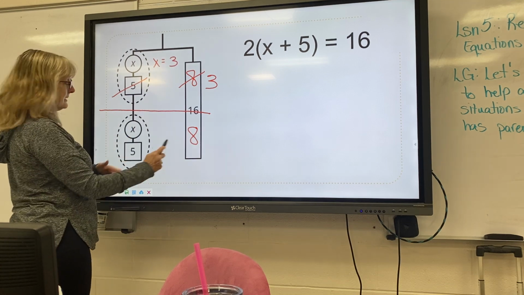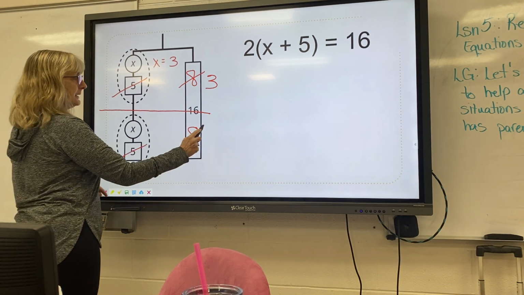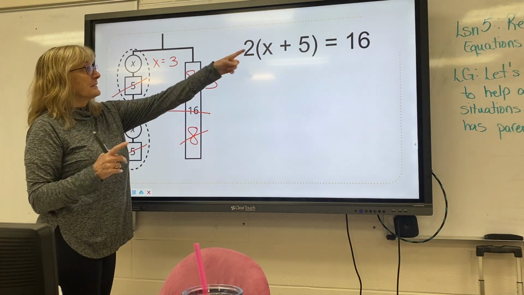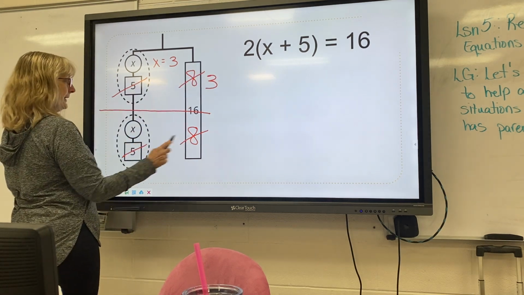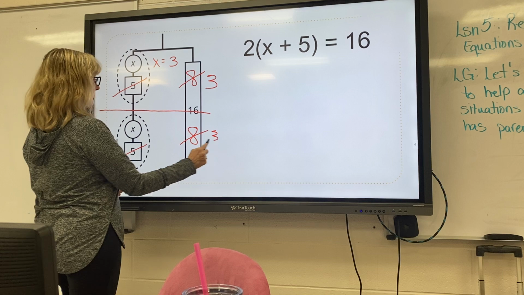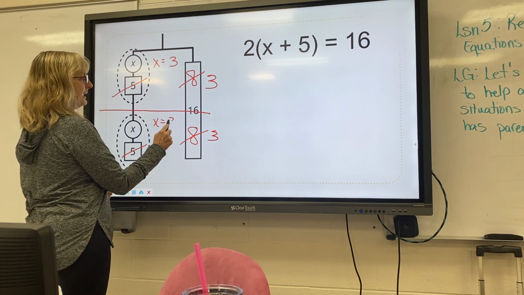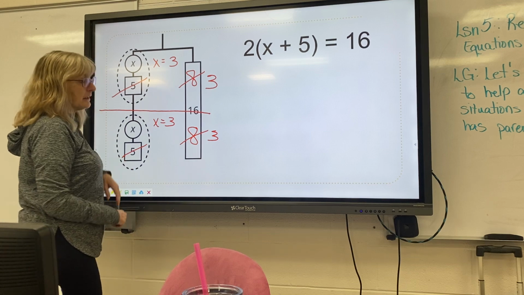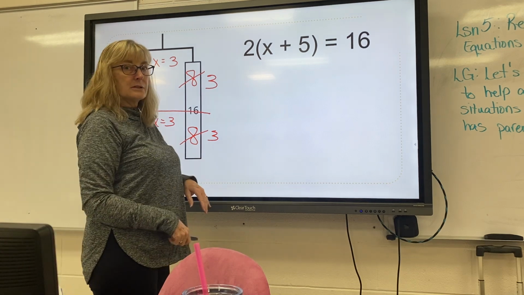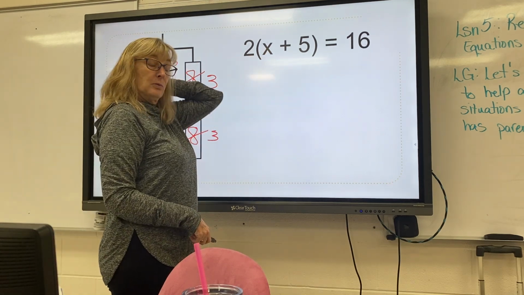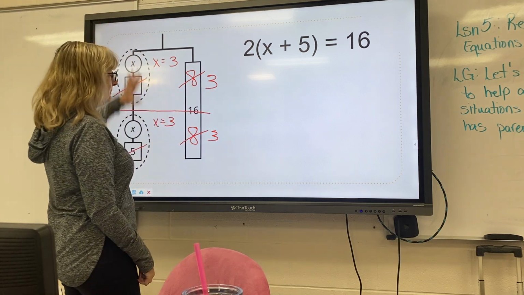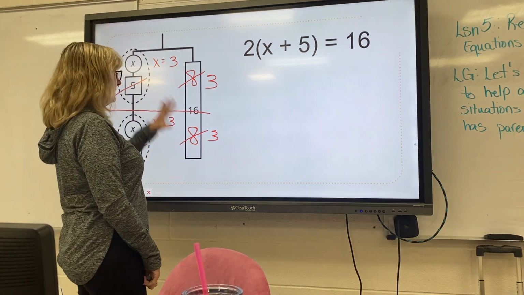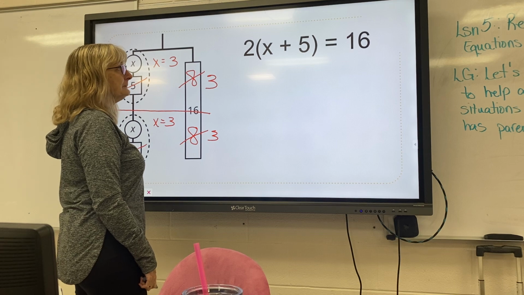And the same thing is going to happen down here, because it's two groups of the same thing. So if I take away 5 here, I get 3 here, and I still get the same x equals 3. And you don't have to do the bottom one. So now let's come over and start talking about what it's going to look like when we do it with an equation, because at some point we're not going to draw tape diagrams or hanger diagrams.